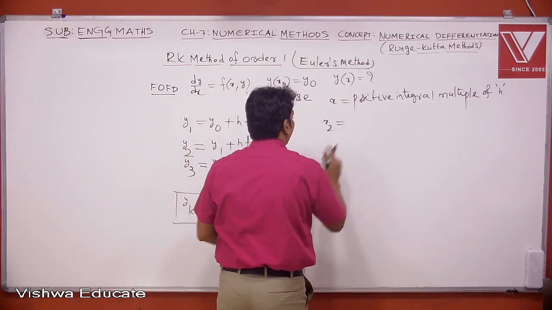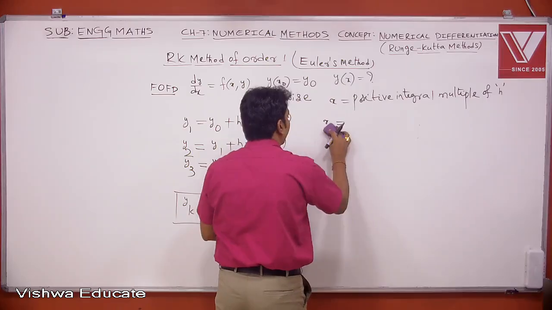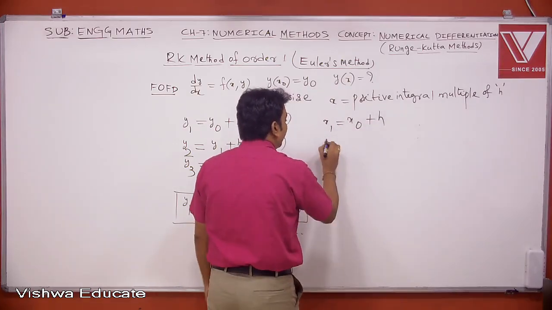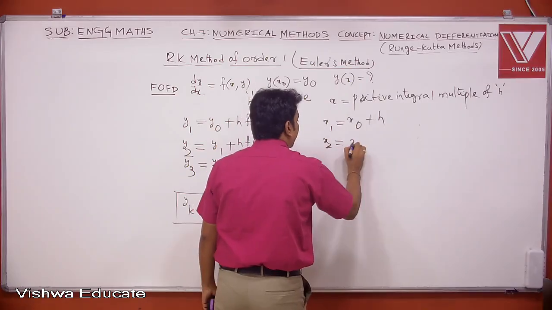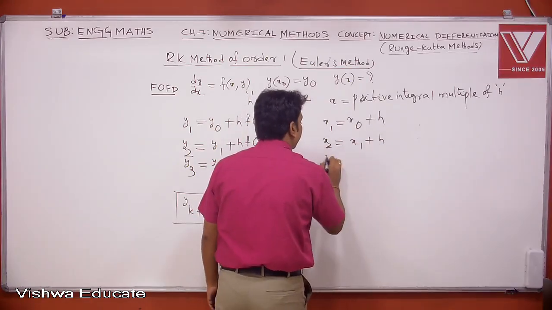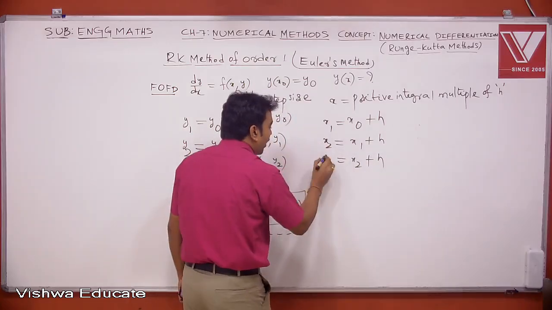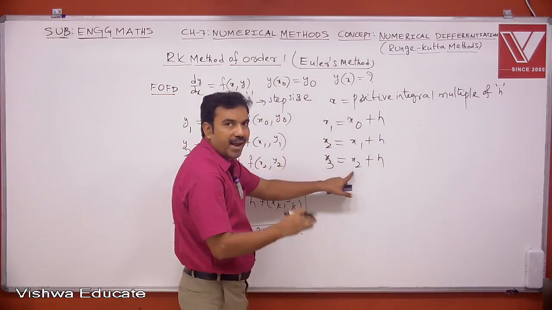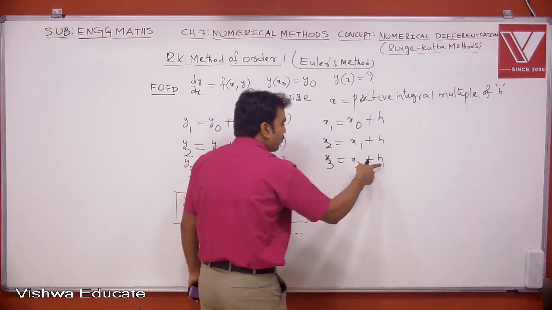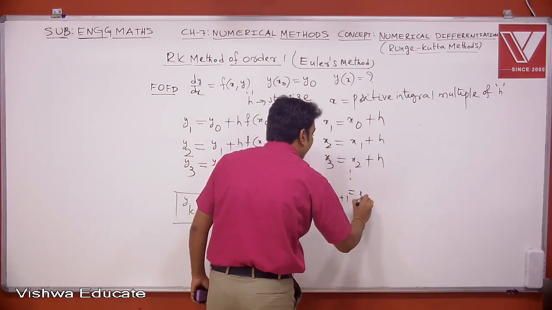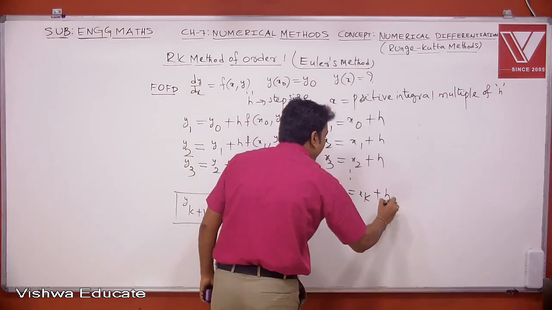Here for x2, at first I need the x1 value. Here the x1 value is x0 plus h. x2 equal to x1 plus h. x3 equal to x2 plus h. The current x value depends on the previous x value by adding h. Like this, when you ask me what is xk plus 1, this is nothing but xk plus h.